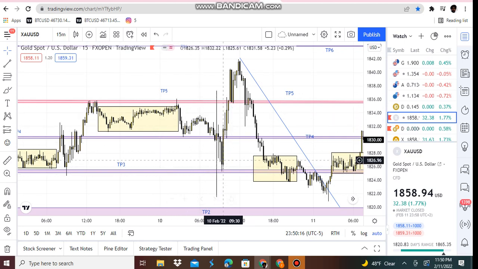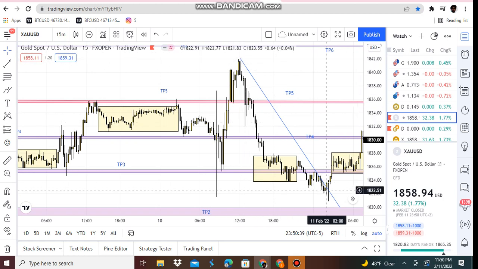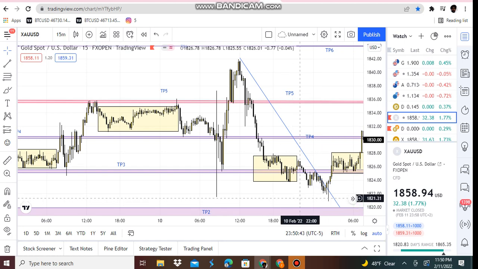So price goes almost to take profit 2. This is the take profit 2 area, so it did go to the take profit 2 area. Then we see a push back up past take profit 3 all the way up to take profit 4 and take profit 5 before closing back at take profit 4, before going back up to take profit 5, and we didn't get a push up at take profit 6. Then once price goes to take profit 5 at 1841, it heads all the way back down to 1820, this take profit 2 area.